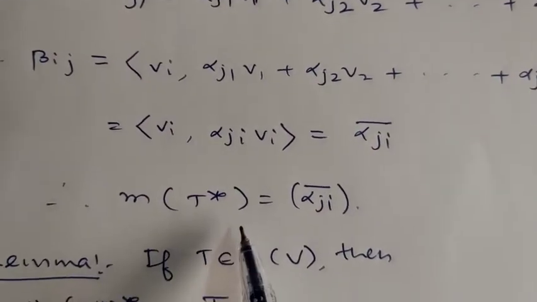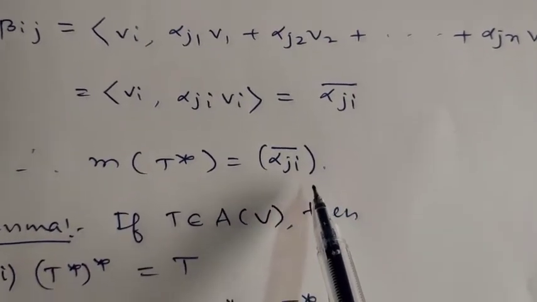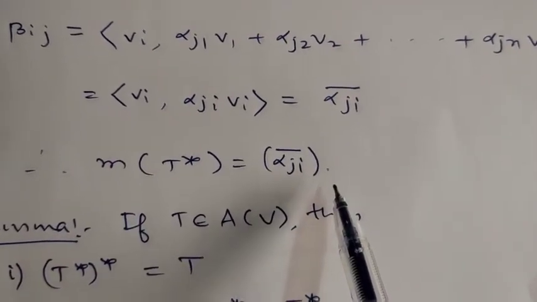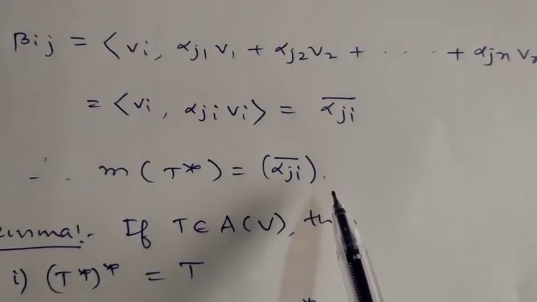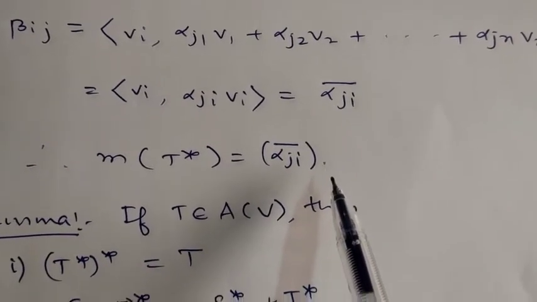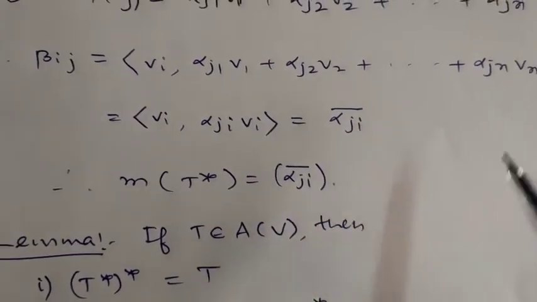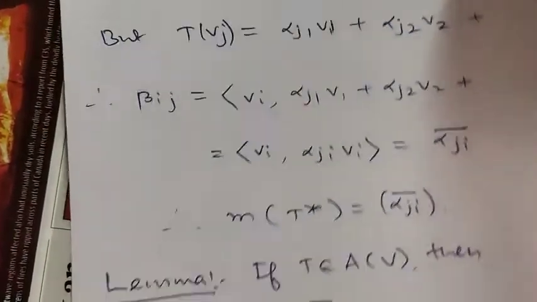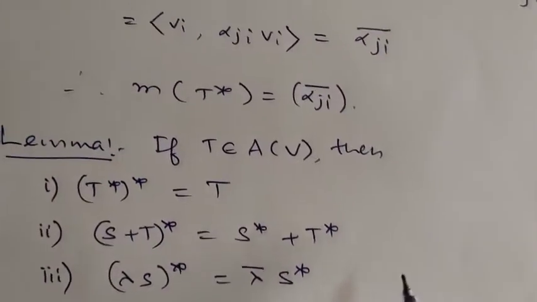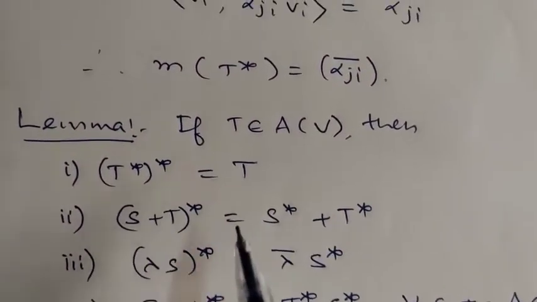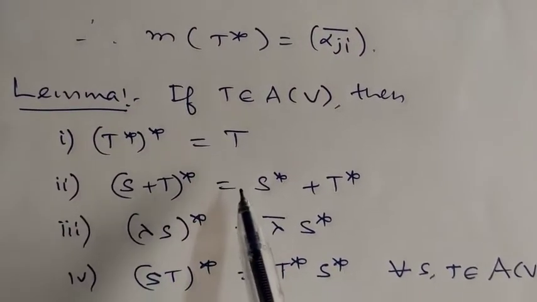Therefore the matrix of T star is alpha ji bar. If the matrix of T is alpha ij, then the matrix of T star in the same basis is alpha ji bar. Okay. Now if T is a Hermitian operator, the Hermitian adjoint or adjoint operator, then the following results hold true.